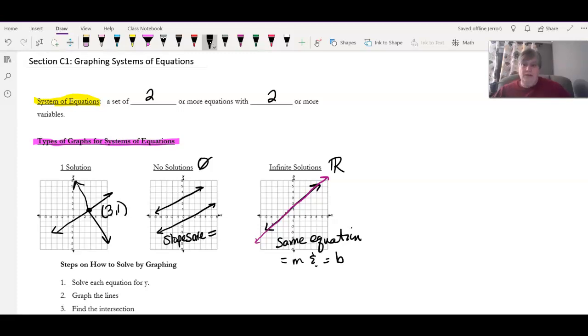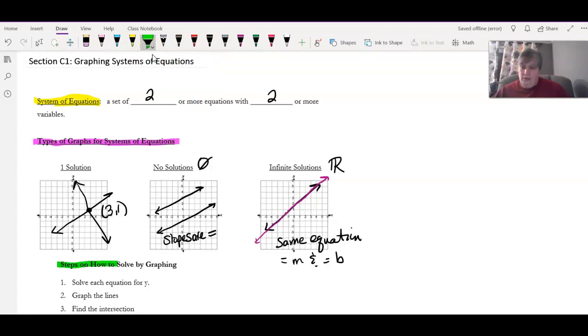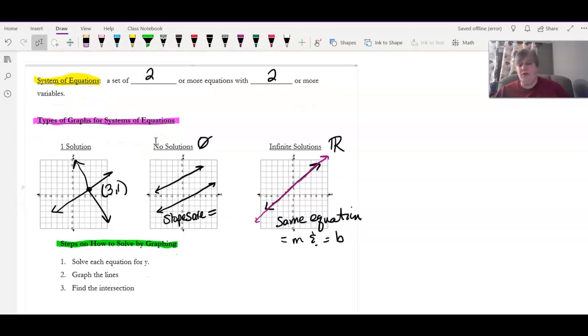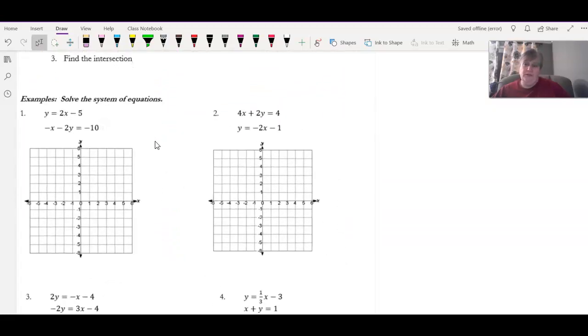All right, so to graph these, to solve these, you're going to solve each equation for y. You're going to graph the line, and you're going to find the intersection. It's that simple. It's much easier if you have graph paper, though, so you're going to probably want graph paper for these. Okay, so looking at 1 and 2.